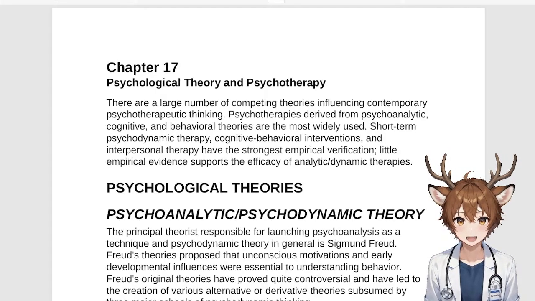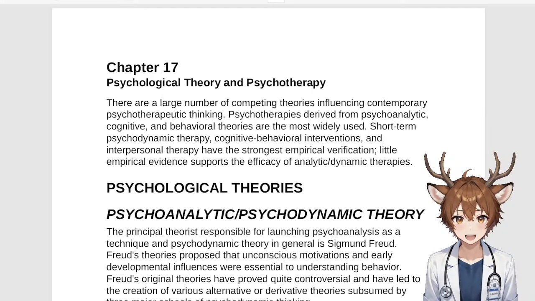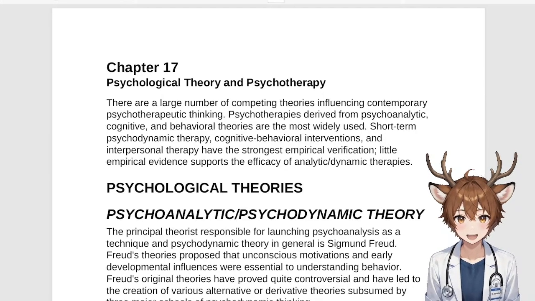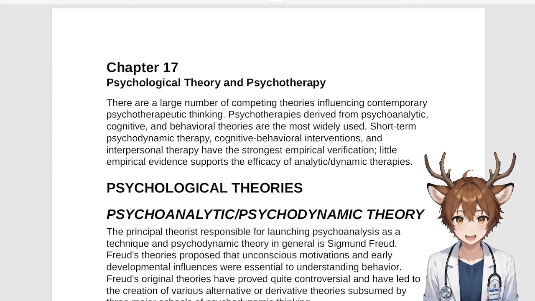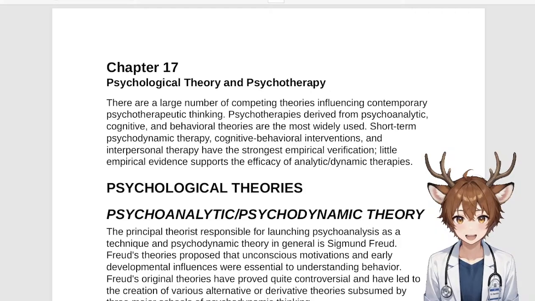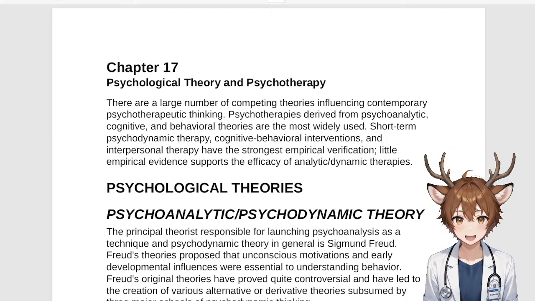Again, this is the 5th edition of the Blueprints Psychiatry textbook. There is a sixth edition out there as well, which is updated in terms of content, and there are some differences in organization, so just bear that in mind if you're using a newer edition, which I think would be recommended, everything else being equal. So with that out of the way, let's get right into it. Chapter 17, Psychological Theory and Psychotherapy.